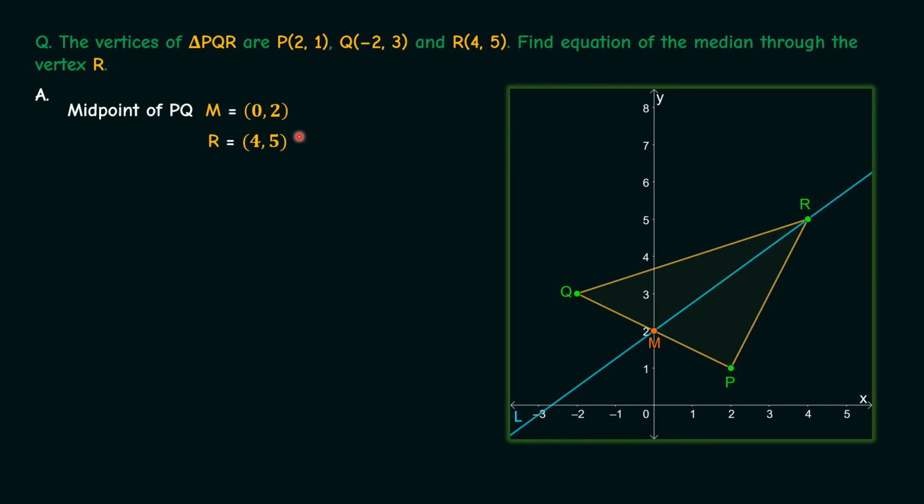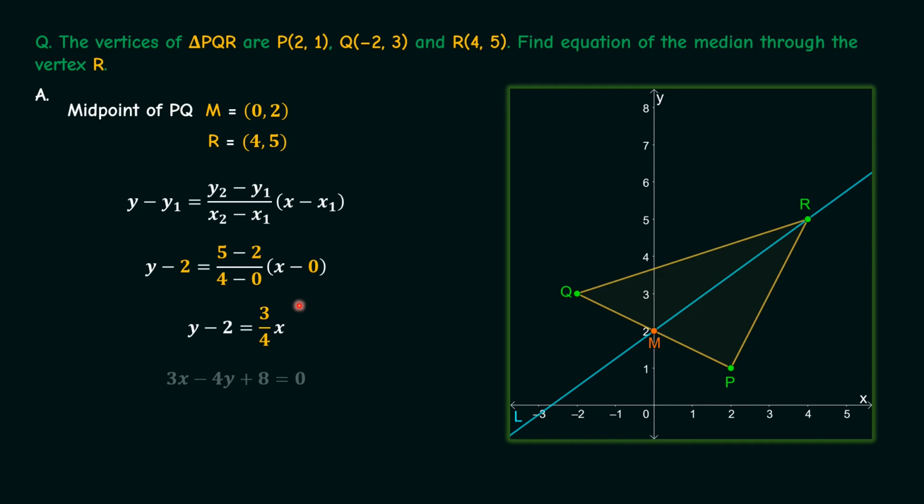Now we have 2 points. We just have to substitute them in the 2-point form, that is y minus y1 is equal to (y2 minus y1) by (x2 minus x1) into (x minus x1). Now by substituting the coordinates of these values, we get the following. This can be simplified to 3x minus 4y plus 8 is equal to 0. And this is our required equation.